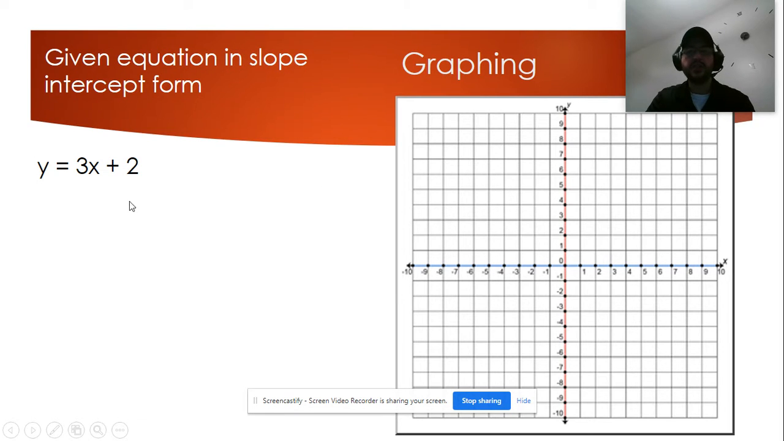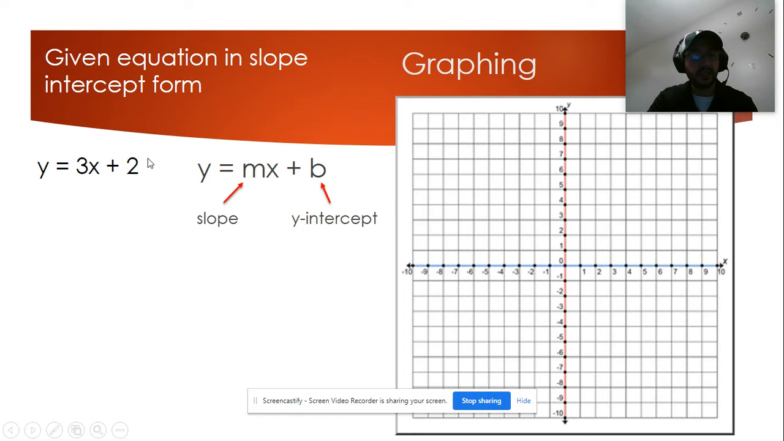Here we have the equation in intercept form, okay, where it's the same as y equal mx plus b, where m is the slope or the coefficient of x in this form will be the slope and the b will be the y-intercept. So in this example, the slope will be 3 and the y-intercept will be 2.